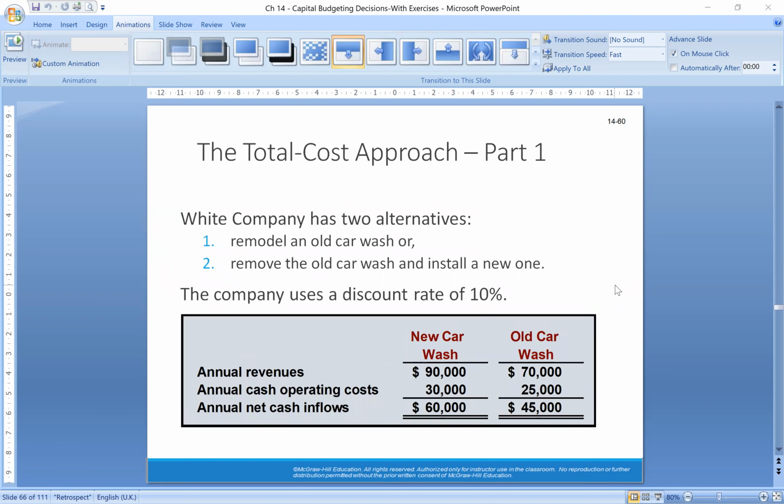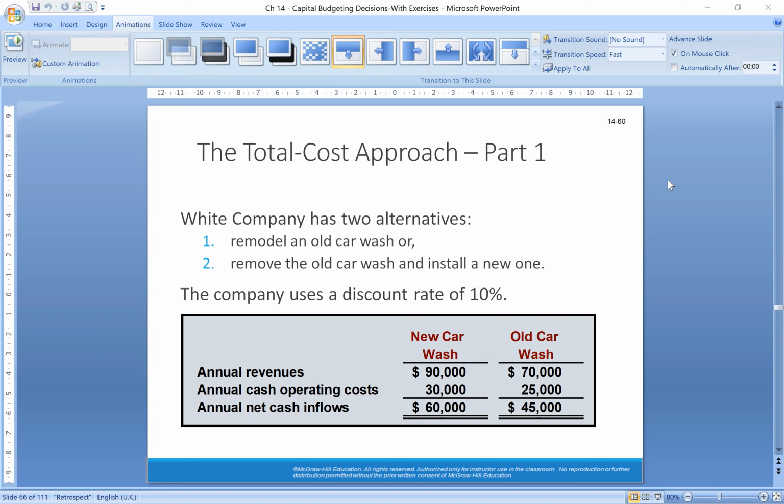Let's discuss something more interesting: the net present value for two projects. White Company has two alternatives. One, remodel an old car wash, or remove the old car wash and install a new one. The company uses a discount rate of 10%. Suppose that we have two projects, the new car wash or the old car wash. The annual net cash inflows will be 60,000 and 45,000, which is the difference between revenues and costs.